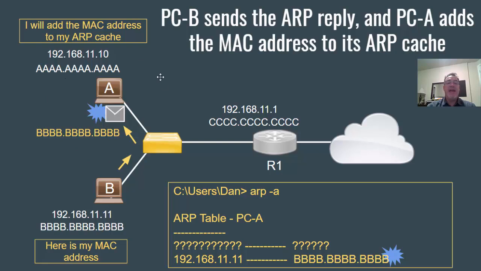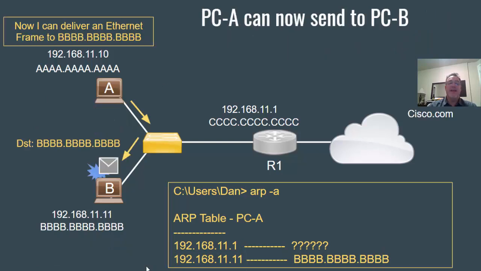So now A knows how to reach 192.168.11.11, and now it can deliver an Ethernet frame to BBBBB, and it's able to send the frame over to host B. The ARP table has the entry in it, and it can communicate with B.